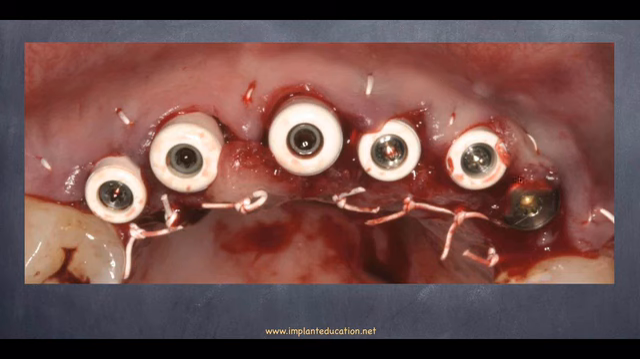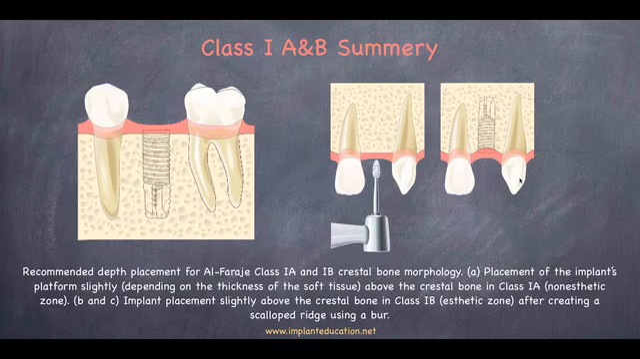So this illustration will summarize class 1. You have flat bone, non-aesthetic zone, you do not do anything about it. You put the implants in a way that you ensure you have still a good 2 millimeters above the platform of the implant. If you are in aesthetic zone, you scallop the bone gently, and not too much, and then place the implant also in a way that you will end up with no less than 2 to 3 millimeters of soft tissue coverage above the implant's platform.